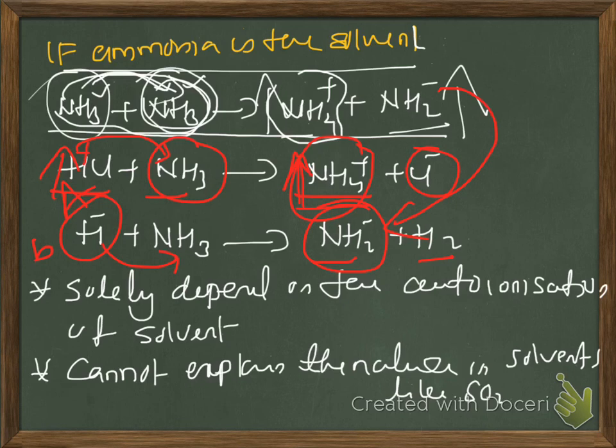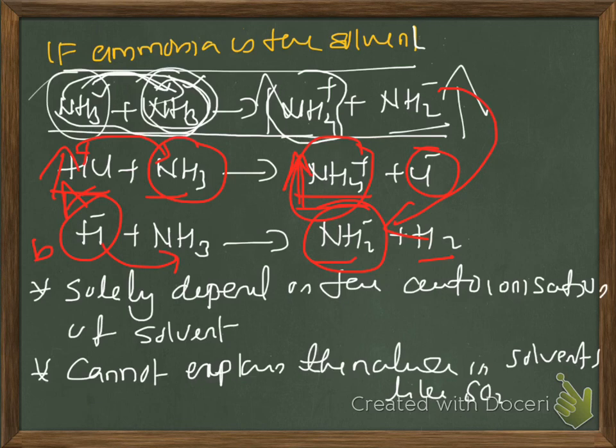This concept solely depends on the auto-ionization of solvents. So some solvents like SO2, which do not have the capacity to undergo complete auto-ionization, in such solvents this explanation will be difficult. Acidity and basicity cannot be explained easily. These are the fundamental disadvantages of this theory.